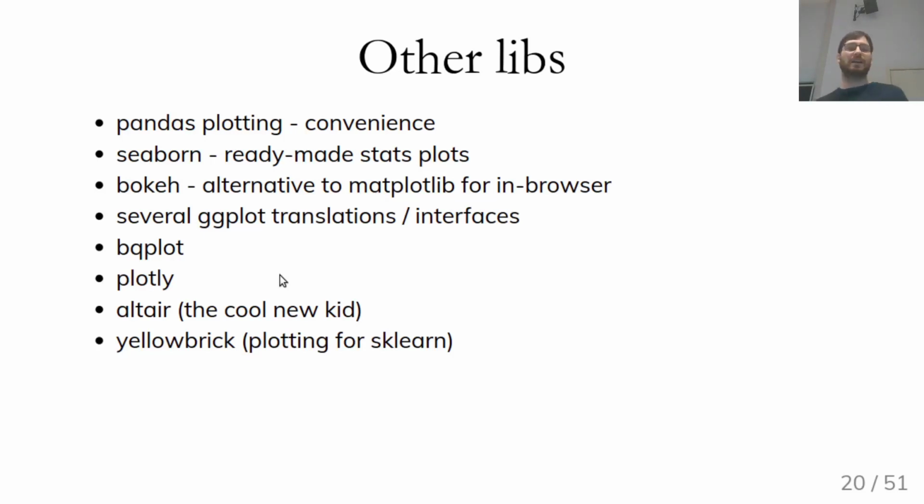Seaborn has a lot of ready-made stats plots that can be quite useful, though I find for the kind of data that I have, they're sometimes a little bit cumbersome. But your mileage may vary. It definitely has many more ready-made plots, like violin plots and facet plots and small multiple plots, that are not easily built, or are a little bit annoying to build, in Matplotlib directly.